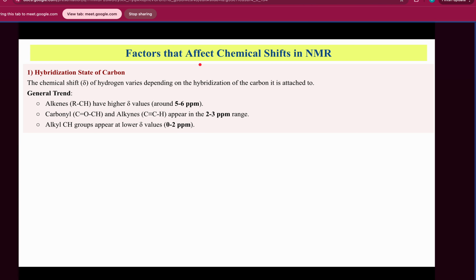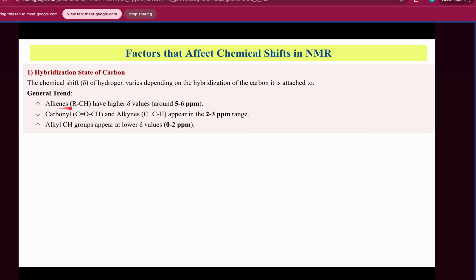Now we will look into the factors which affect the chemical shift, which we have discussed a little bit. So the first thing is the hybridization state of carbon. The chemical shift of hydrogen varies depending on the hybridization of the carbon it is attached to. So what is the hybridization state?